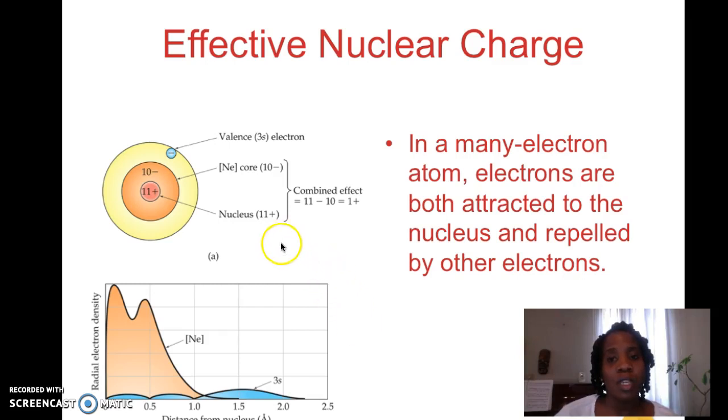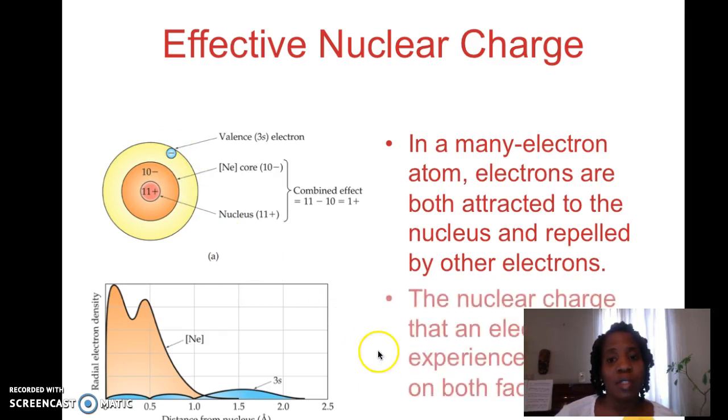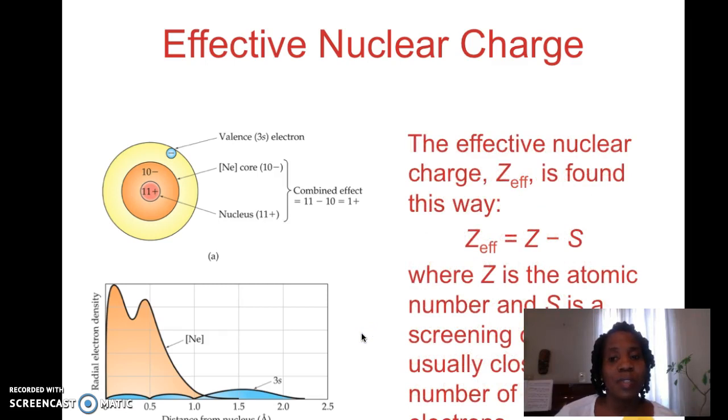So based on this, we know that electrons, which are negative, are attracted to the positive nucleus and repelled by other negative electrons. And the attraction that that electron feels overall depends on both of those factors, the attraction and the repulsion. So we have something called the effective nuclear charge, which is based on the atomic number, but also on the number of electrons that are between the nucleus and that outermost electron.